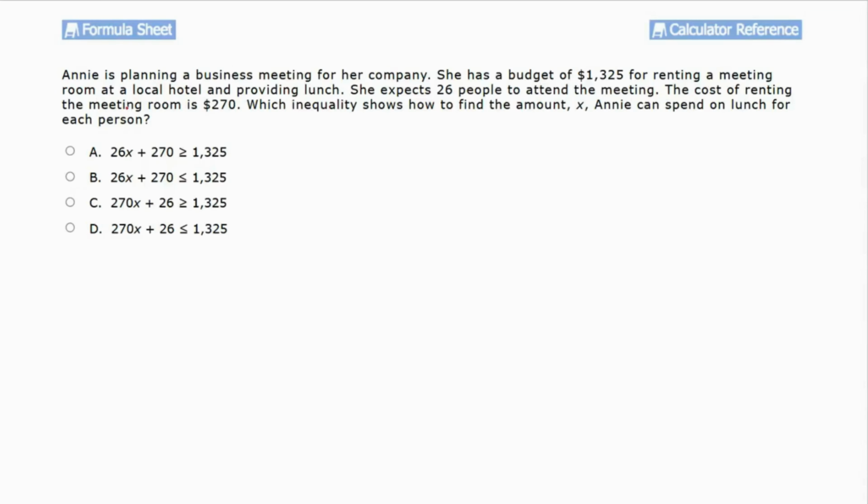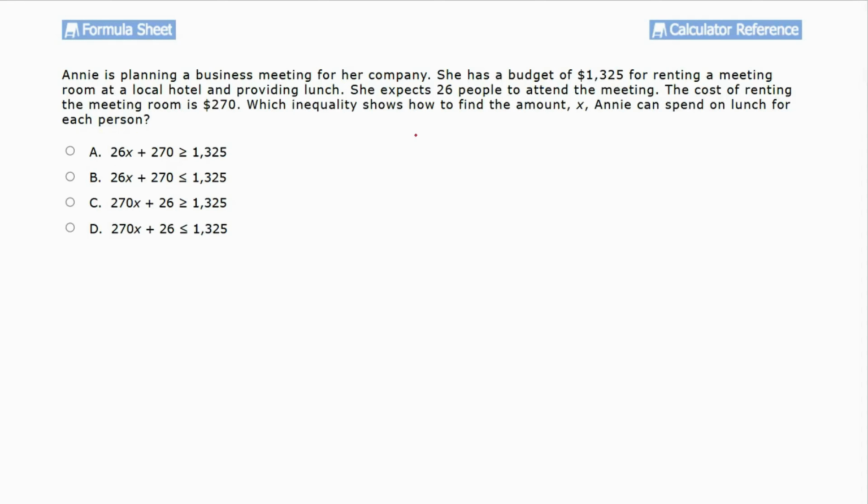Next question. Annie is planning a business meeting for her company. She has a budget of $1,325 for renting a meeting room at a local hotel and providing lunch. She expects 26 people to attend the meeting. The cost of renting the meeting room is $270. Which inequality shows how to find the amount X Annie can spend on lunch for each person?